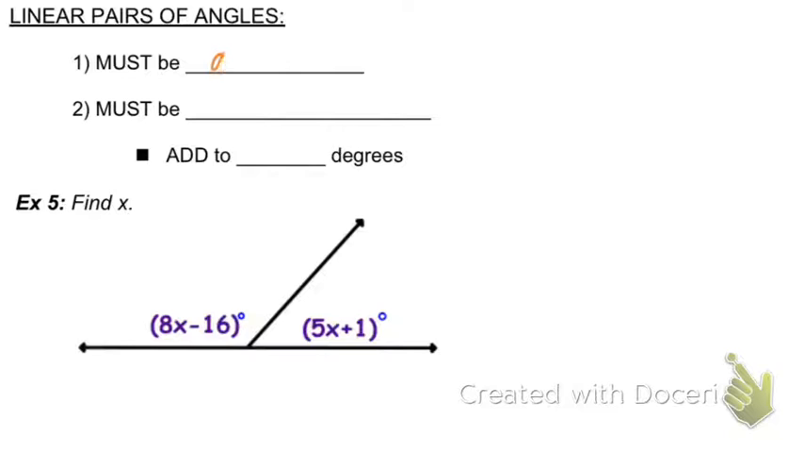So to be linear pairs, they have to be adjacent. They have to be next to each other, share that vertex and share that side. And they also have to be supplementary. Now, this is a new word to us in geometry.